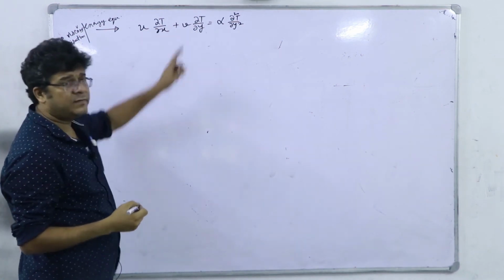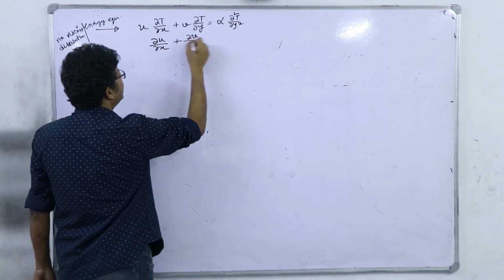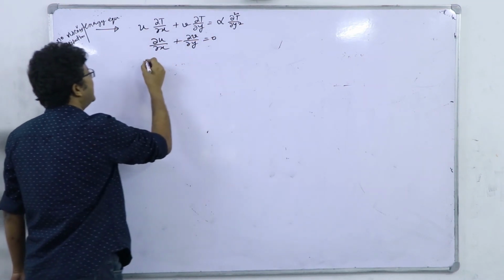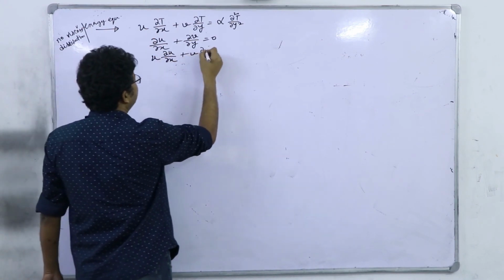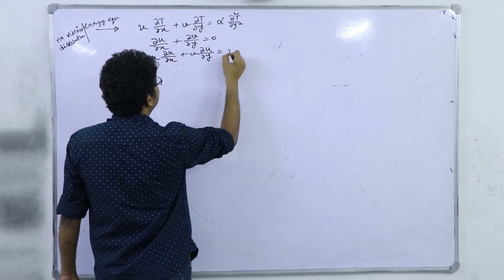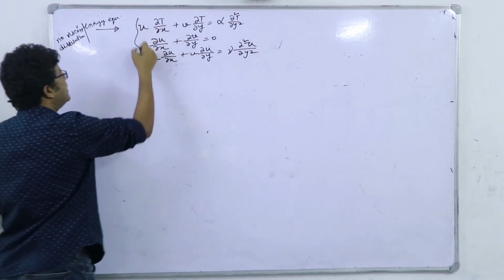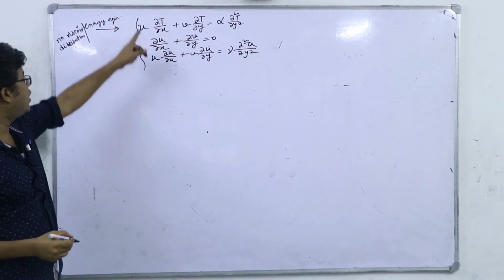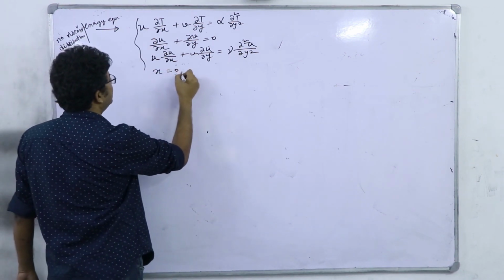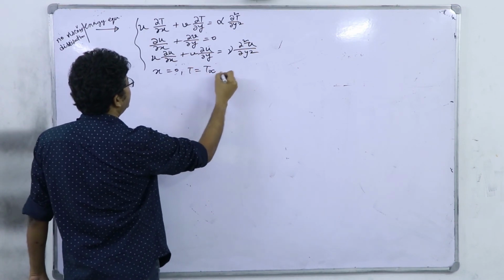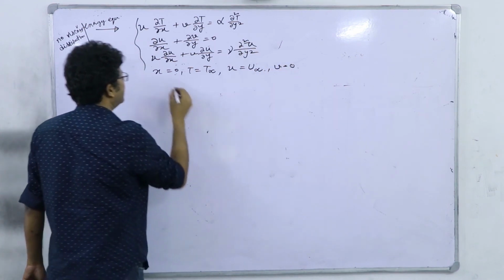Now how to solve U and V? Again we have to write continuity. Del U del X plus del V del Y equal to 0, and finally this Navier-Stokes that U del U del X plus V del U del Y is equal to nu del square U del Y square, right? So these three equations are to be simultaneously solved for three variables U, V and T. And you see the boundary condition, X is equal to 0, T is equal to T infinity and U is equal to U infinity. V is equal to 0.